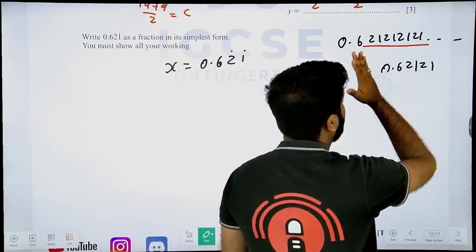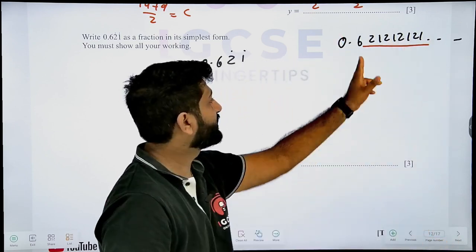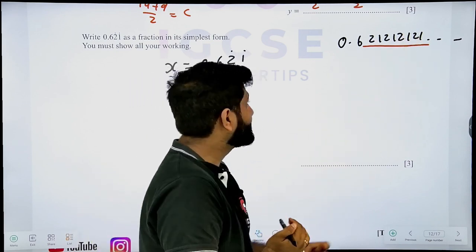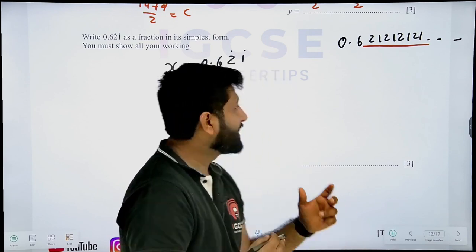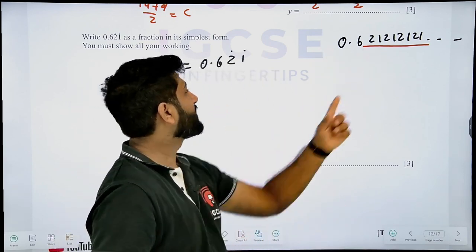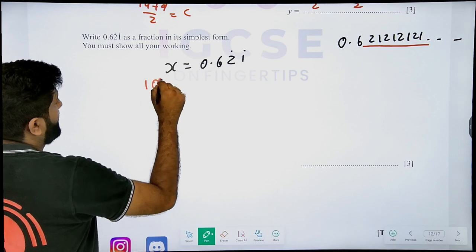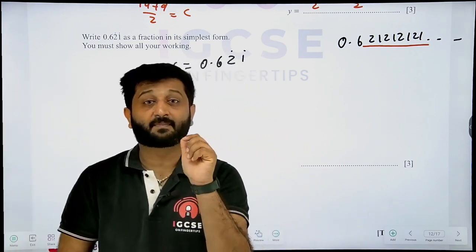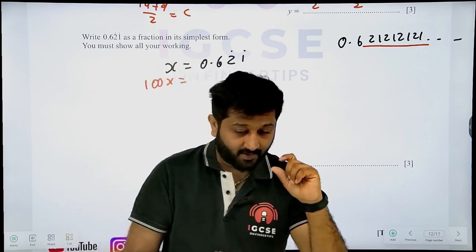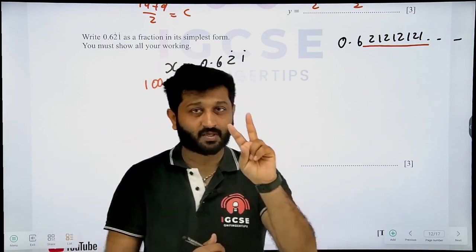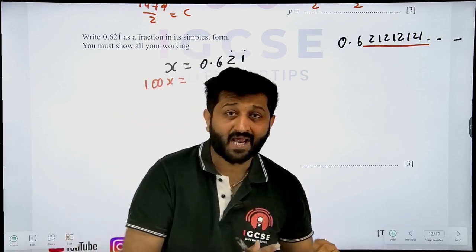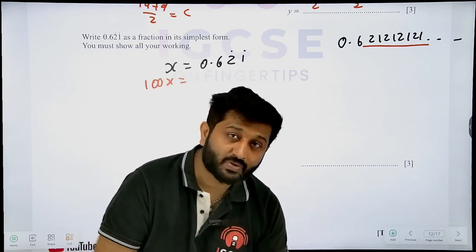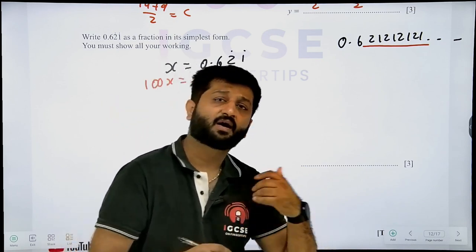So now what I am going to do is eliminate the repeating 2 and 1. I have to eliminate this. Now I know that as two numbers are getting repeated, I'll multiply this whole term with 100. The pattern of numbers which are getting repeated: there are two numbers, 2 1 2 1 2 1. Had there been three numbers repeated, I would have multiplied with 1000. If one number, then 10.